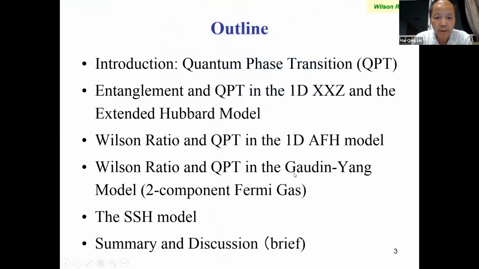Okay. So I'm going to start with a very brief introduction, then talk about entanglement and the quantum phase transition in two simple examples, followed by Wilson ratio also in two solvable models. And I don't think I have time to talk about the SH model. So I may just close my talk with a brief summary.